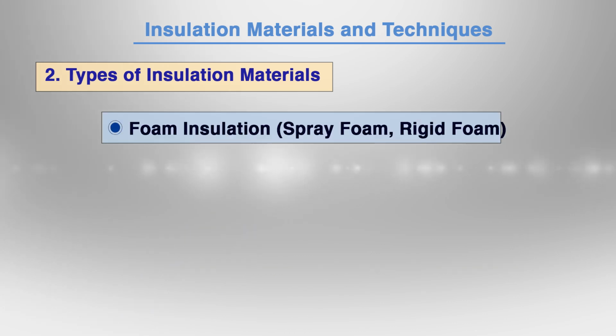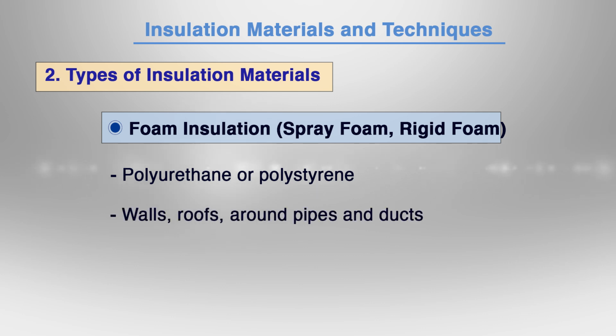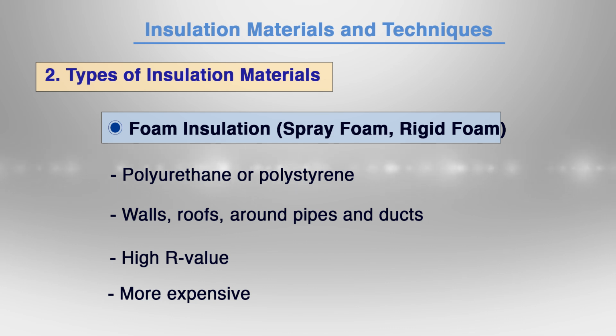Fourth one is foam insulation. It is spray foam or rigid foam. Properties: made from polyethylene, excellent air sealing capabilities. It is also used in wall, roof, around pipes and ducts. It has some advantages like high R value per inch, provides air barrier. Disadvantages: more expensive, requires professional installation.